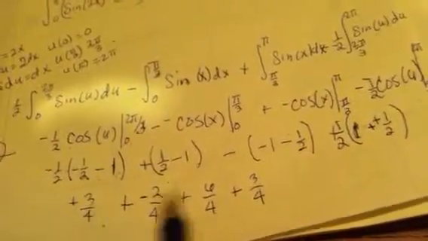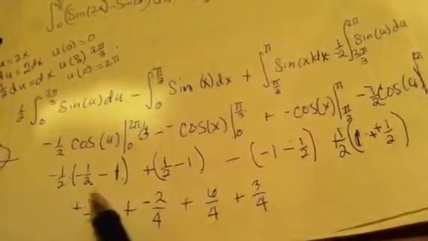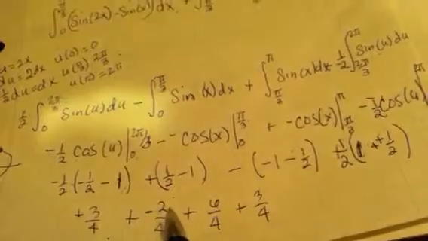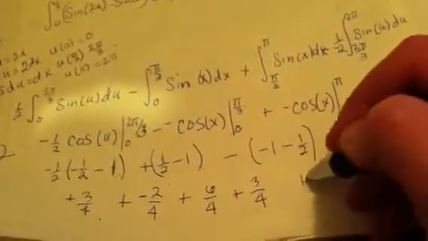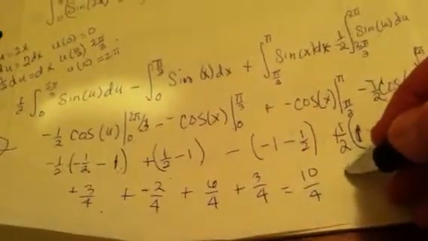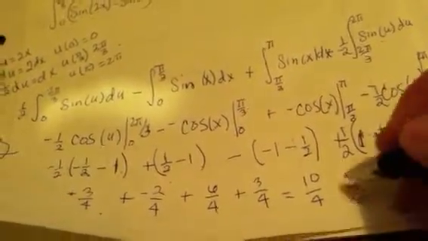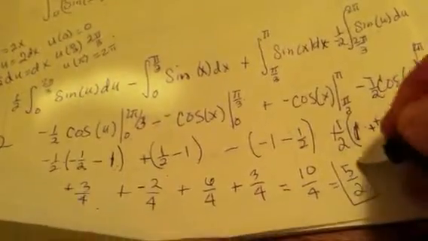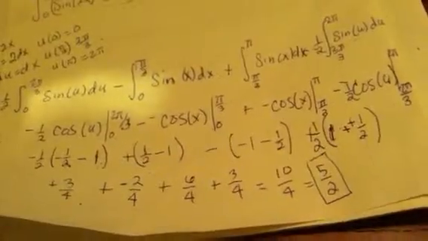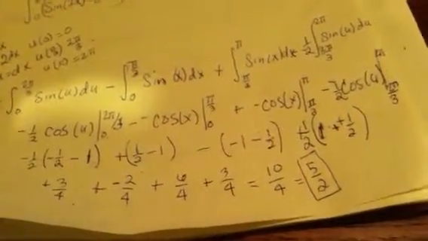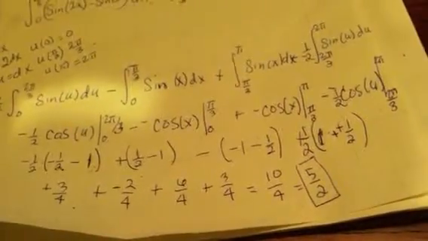So now we have 3 minus 2 is 1, 7, 8, 9, 10/4. Or that's 5/2. All right, 5/2. I should probably check that in the back. But, yeah, so as long as my algebra was correct, that's how we do it.